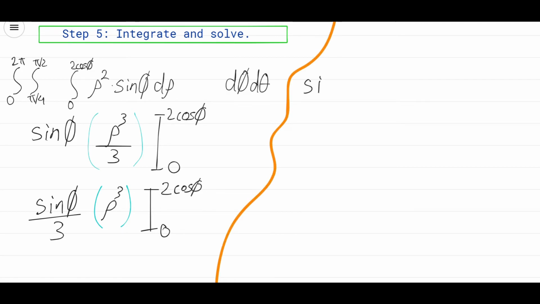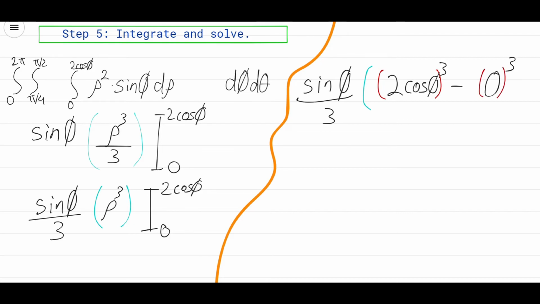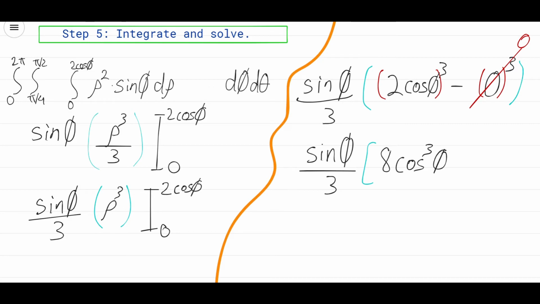And now let's make a move over here. We know sine phi over 3 is equal to 2 cosine phi cubed minus 0 cubed. And we know that 0 cubed goes to 0, so in essence we're left with sine phi, and we know 2 cubed is 8, and cosine phi cubed is cosine phi cubed. And we're going to pull out the constant 8 over 3 times sine phi times cosine cubed phi. Again, do not confuse theta with phi.